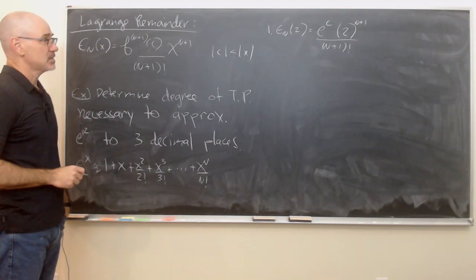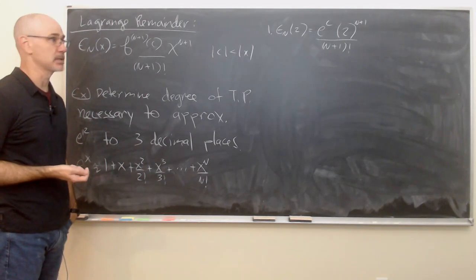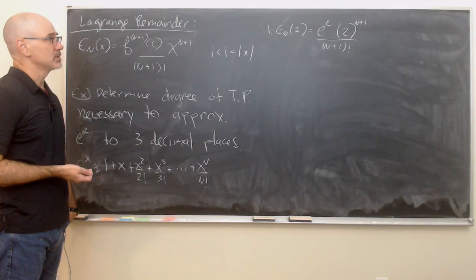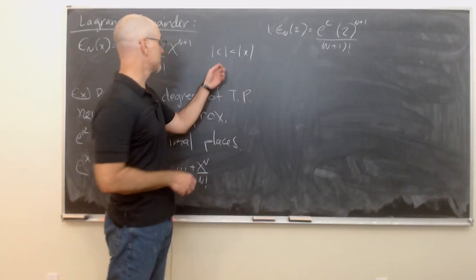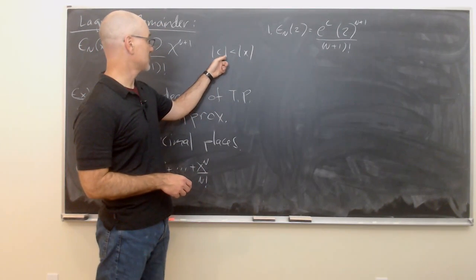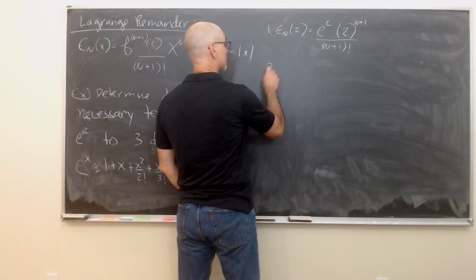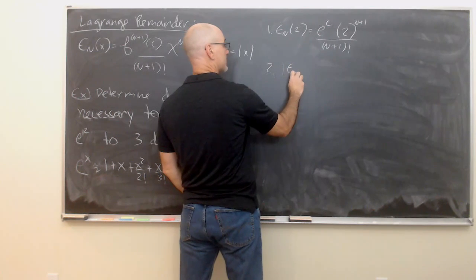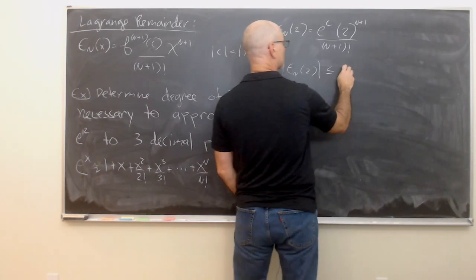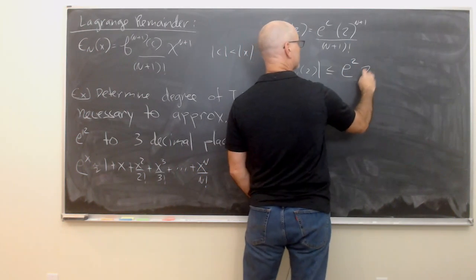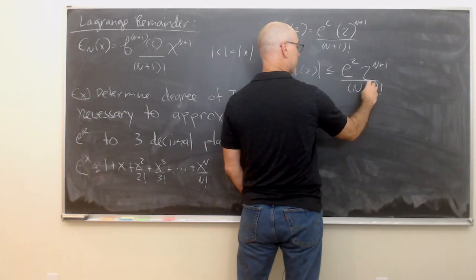Now that e to the c is a little tricky because we don't know what c is, so we can't do any calculating yet. But what we do know is that c is less than x, for example, because my x is positive and c is between 0 and x. So in the second step, we'll use absolute values here. This is less than or equal to e squared times 2 to the n plus 1 over n plus 1 factorial.